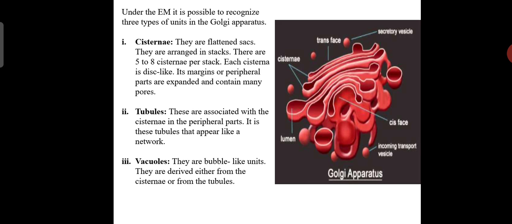Next, tubules. These are associated with the cisternae in the peripheral part, that is the end part. It is these tubules that appear like a network form. Next are the vacuoles. They are bulb-like units. They are derived either from the cisternae or from the tubules, both parts.